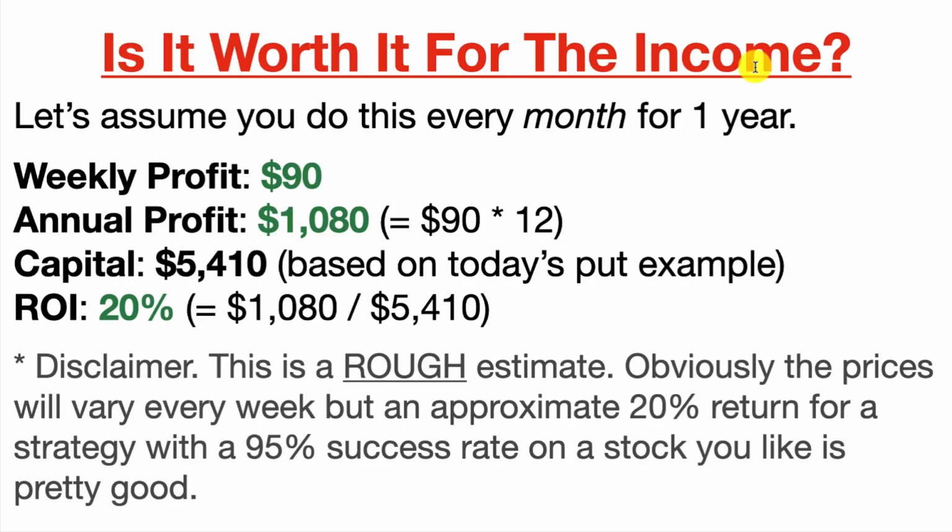Is this strategy worth it for the income? Well, let's assume you do this every month for 1 year. Our monthly profit on the income strategy would be $90. Our annual profit would be $1,080. Our capital would be $5,410 that we use for each trade, and that's based on today's put example. And then our ROI would be 20%, and here's the math for it.